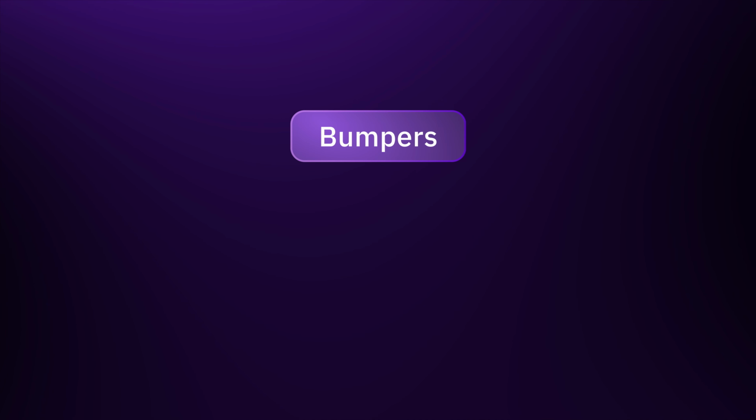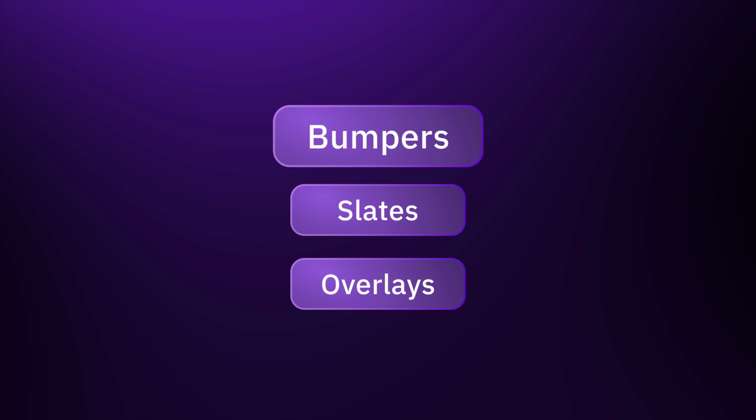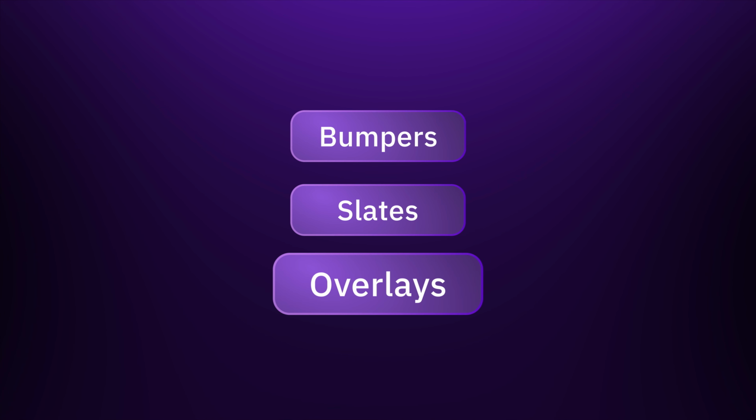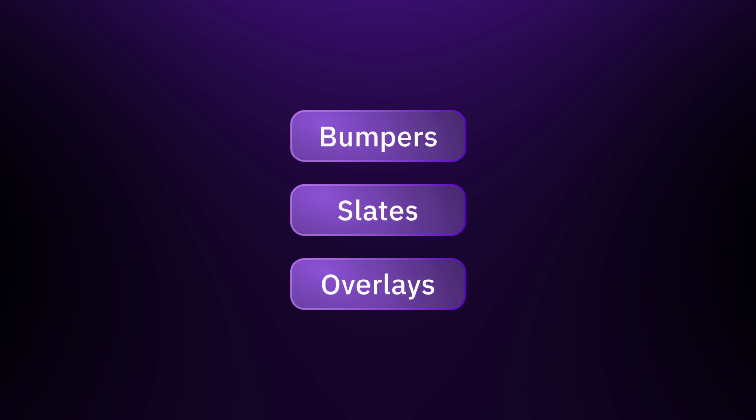Next, let's configure your playout elements, things like bumpers, slates, and overlays. Before you create a channel, you can set up bumpers, slates, and overlays. These are important media elements you will need for program transitions, branding, and handling errors gracefully.